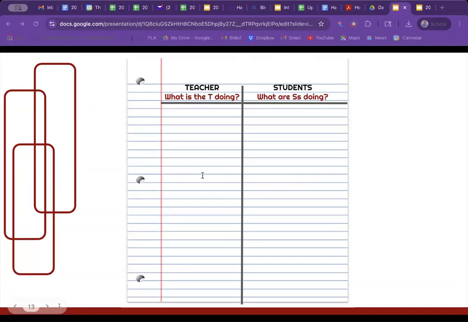Then you're going to write students or scholars on the right side and what are students doing or scholars doing. During the classroom observation, we will observe the strategies that the teacher uses to facilitate learning.